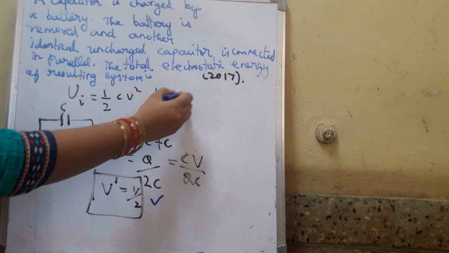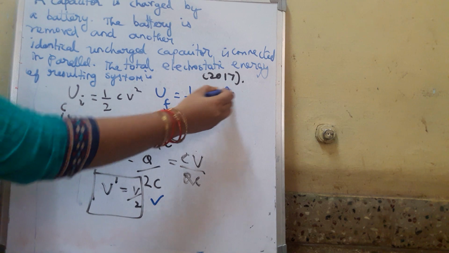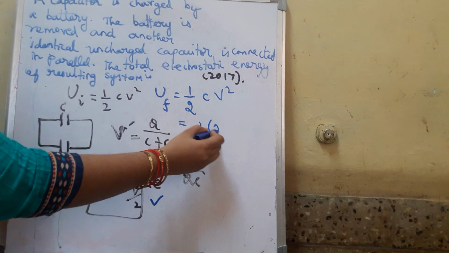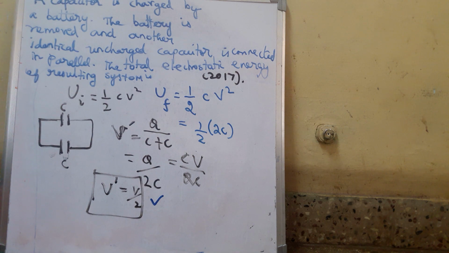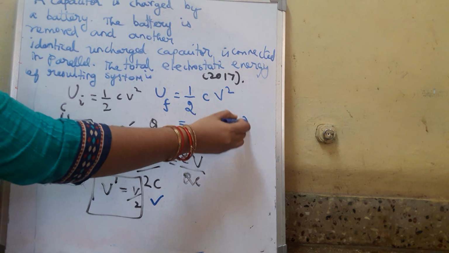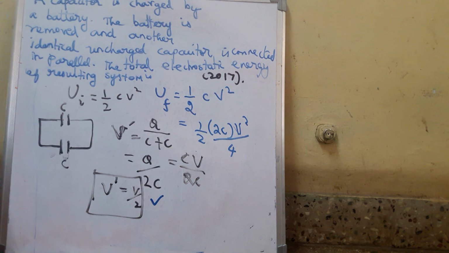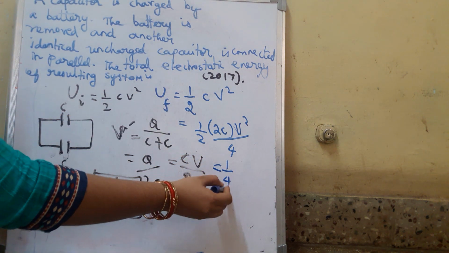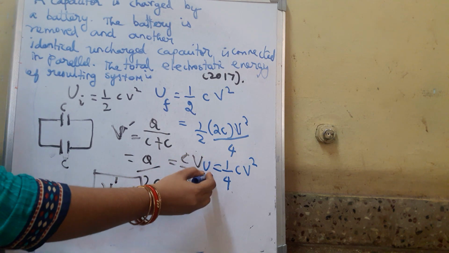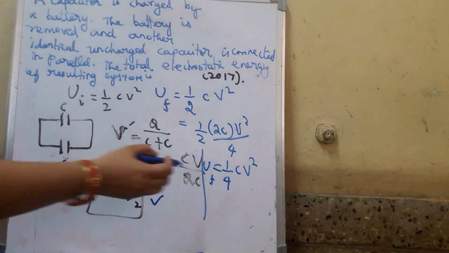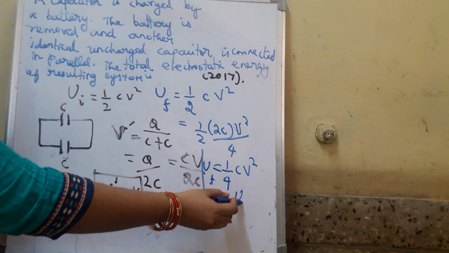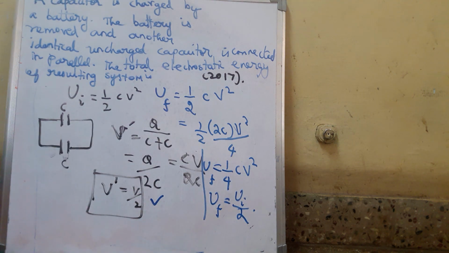Now calculate UF, that is again 1 by 2 CV square. C is given as 2 times C, because they said identical capacitance. V becomes V square by 4. Shall I write like this? So this is nothing but 1 by 4 C V square. This is UF. From this, UF is UI by 2. This is the new electrostatic energy. I hope this is clear. Shall we move on to the next problem?